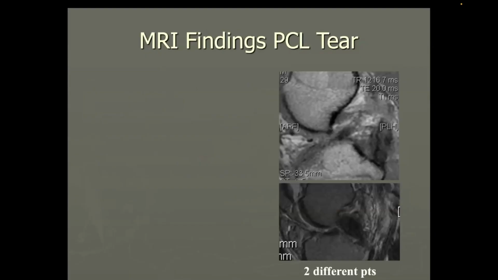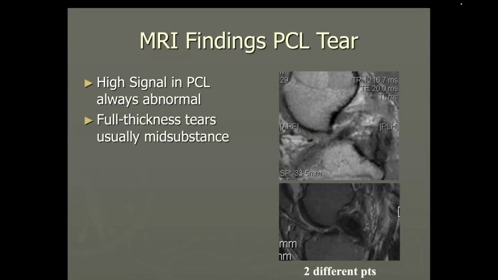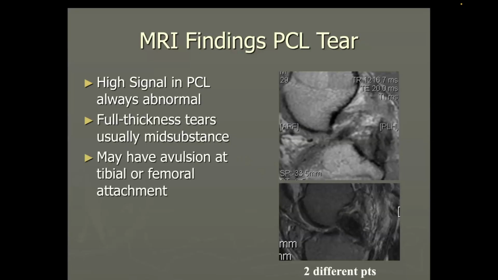Here are the MRI findings of a PCL tear. High signal abnormality is always abnormal. Here you see a stump of PCL and then just kind of nothing. Here again, you see this rounded stump of PCL, again, not making it to the femur. Full thickness tears tend to be mid-substance, but they can also be avulsions off of the femur or tibia.